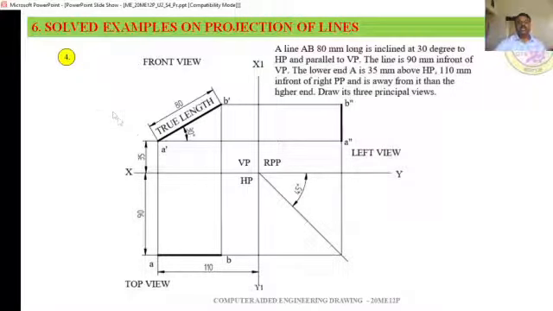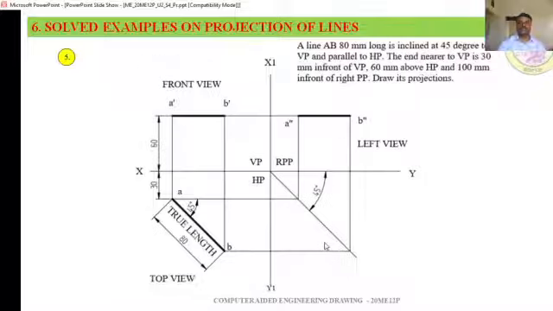So if you look at this end, you can see both A dash, B dash, means both ends are visible. So it will look like a short line. Make three views dark, all other lines are light. Continuous thin line. Dimension it. Let us see one more example.